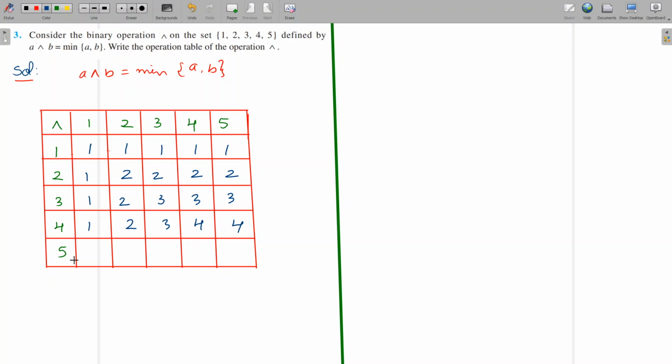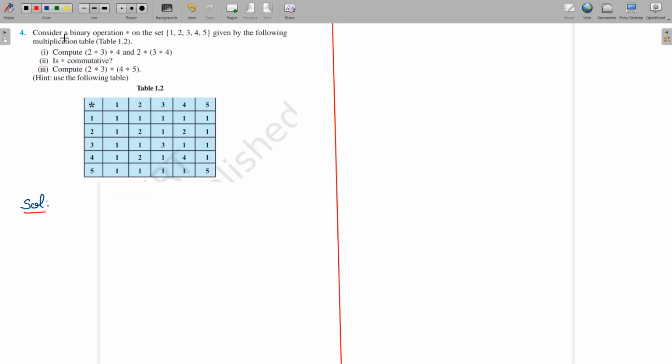Now let us go to the fifth row. So minimum of 5 and 1, that is 1. Minimum of 5 and 2, 2. Minimum of 5 and 3, 3. Minimum of 5 and 4, 4. And minimum of 5 and 5 is 5. So this is the solution of question number 3.